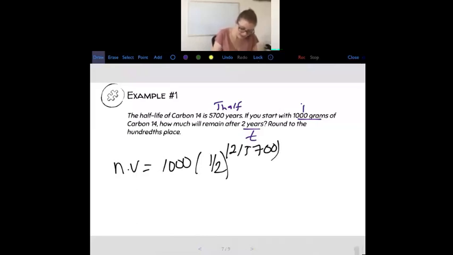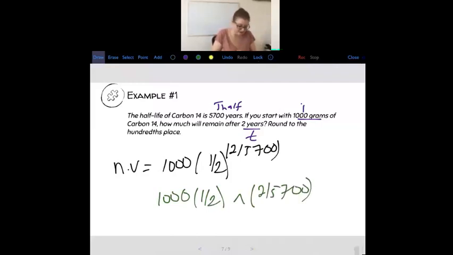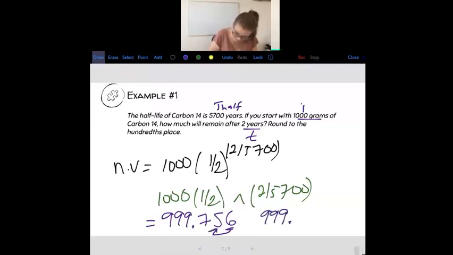Again, if you're plugging this into a calculator, make sure you type it in as it's written in green so that you get the correct answer. I'm getting 999.756. If I round to the hundredths, the 6 rounds the 5 up. So my final answer is 999.76 grams, which makes sense.